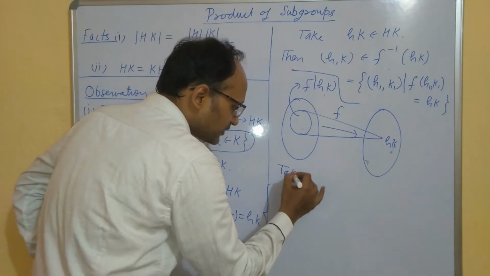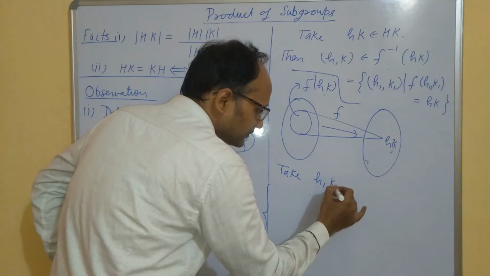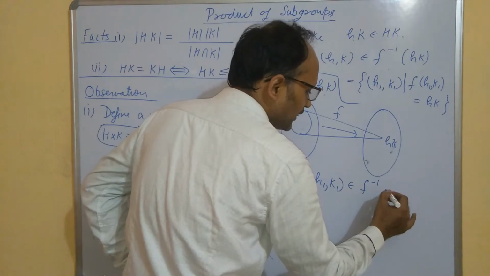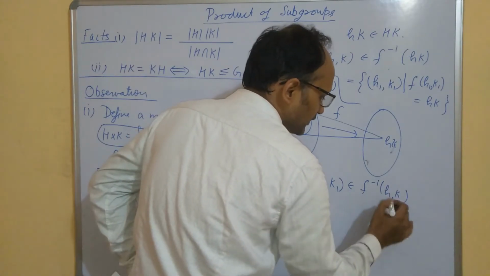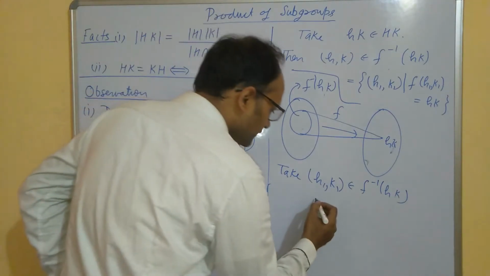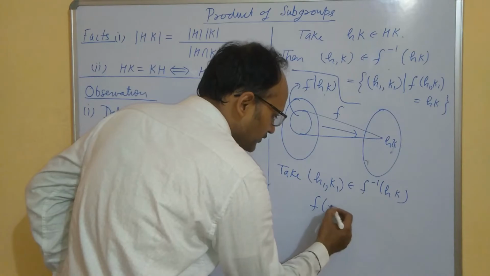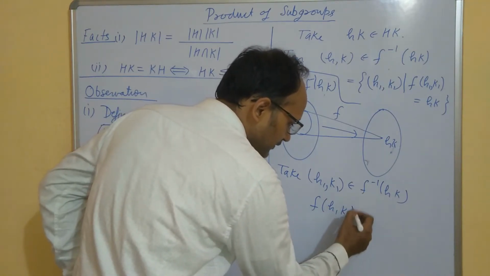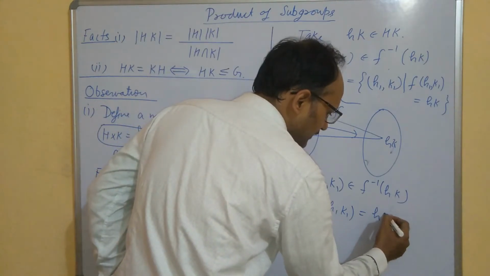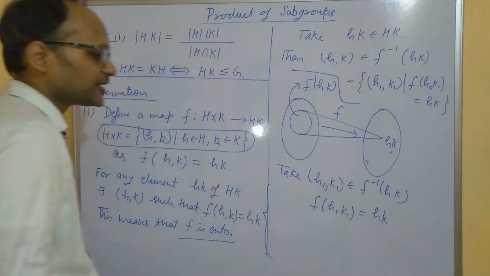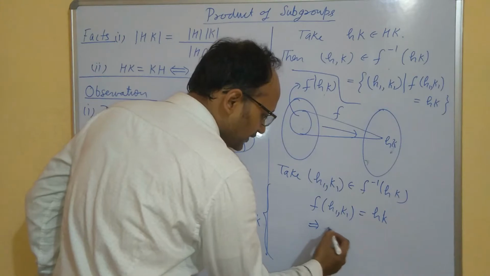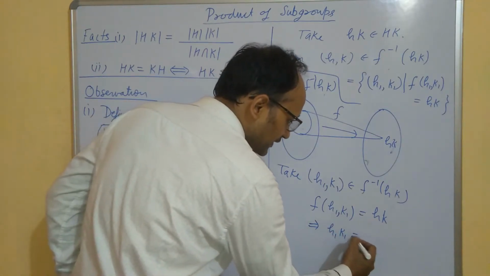So suppose I take an element (h1, k1) in f inverse of hk. Then f of (h1, k1) will be equal to hk. This f of (h1, k1) will be equal to hk, but by the definition of f, this h1 k1 is equal to hk.